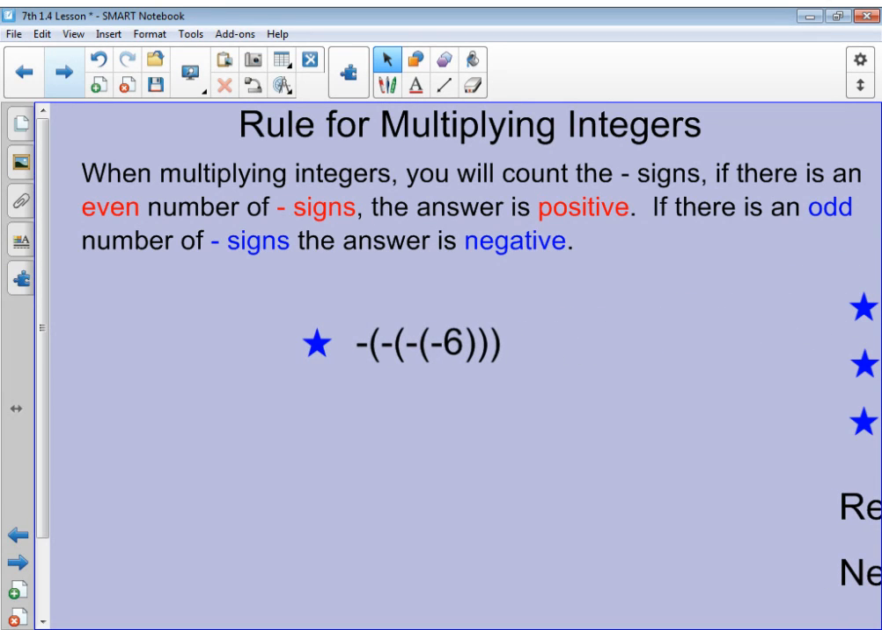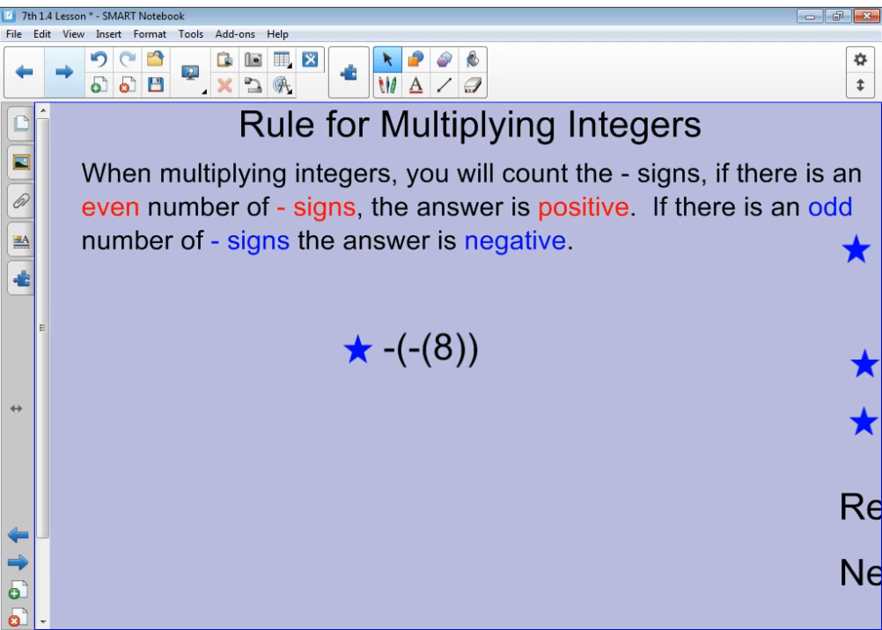Okay, so we're going to start out really basic, where we're just going to count our negative signs. If we count our negative signs, 1, 2, 3, 4, there are 4 negative signs. 4 is an even number. These 2 would make a plus sign. These 2 would make a plus sign. We end up with a positive 6. So the answer would be positive 6, simplified. We're going to count our negatives, and if it's an even number, it's a positive answer, and if it's an odd number, it's a negative answer.